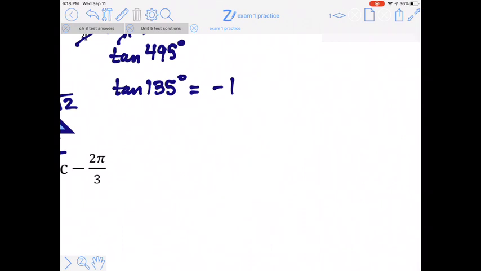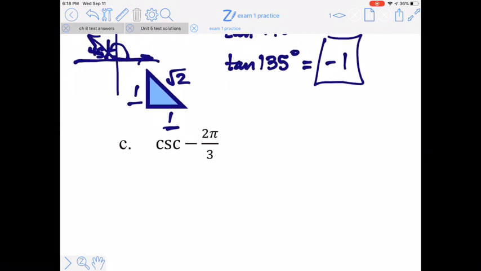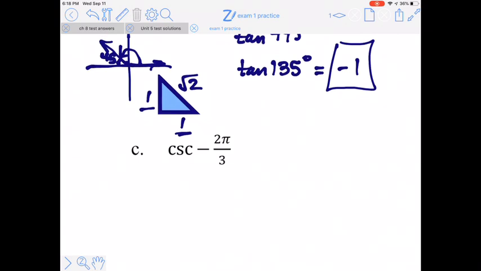Sorry, what was the answer for B? Negative 1. Where did we go wrong?